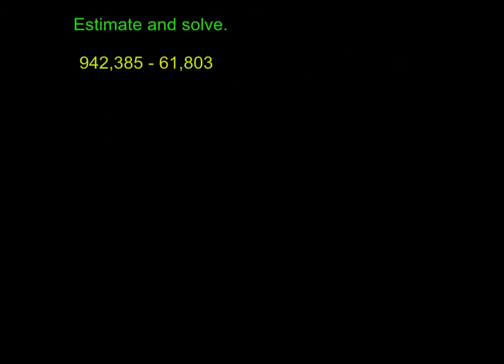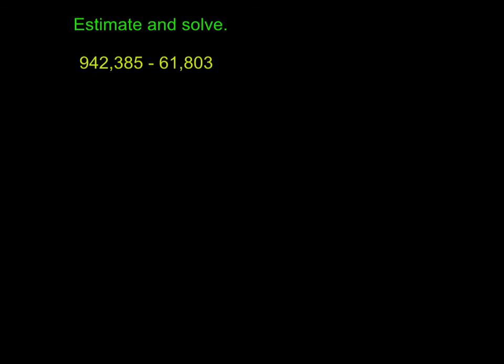On this next example, we are going to estimate and solve once more. As you notice, though, they have this laid out horizontally, and it's never really good to subtract horizontally because we can mess up our place values. So we are going to rewrite this so that it's lined up vertically.